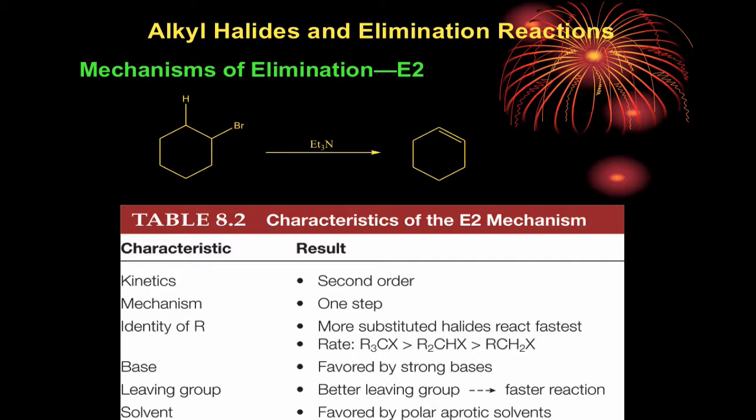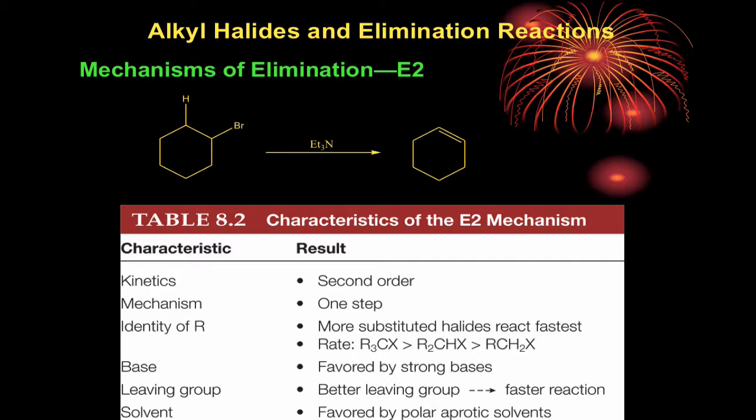So that's pretty significant. We know that the mechanism is one step, right? This undergoes a single step reaction where the nitrogen atom will abstract the hydrogen and we end up with the product through one step. We know that the more substituted halides react the fastest, so tertiary much faster than secondary, much faster than primary. We know this is favored by strong bases. The stronger the base, the faster the reaction.